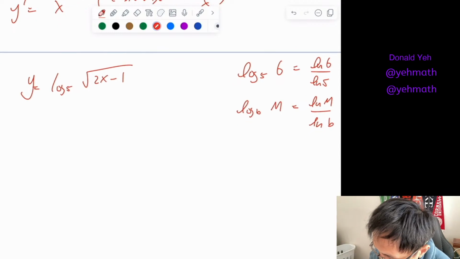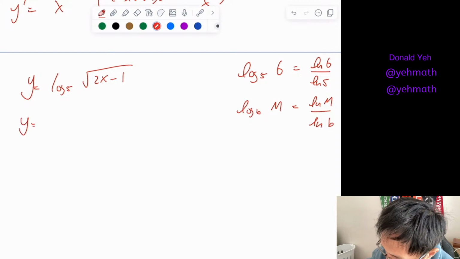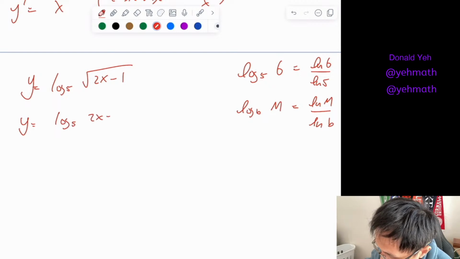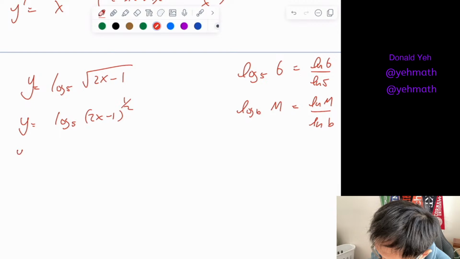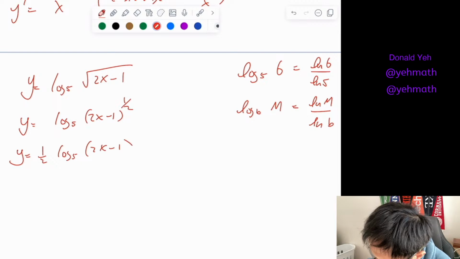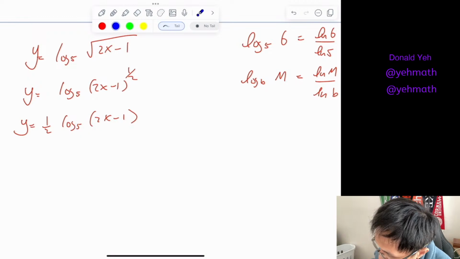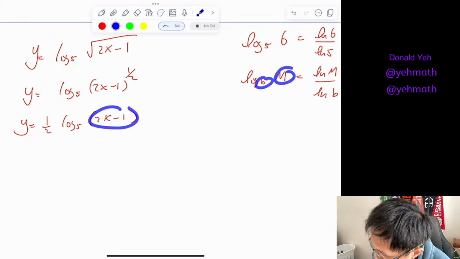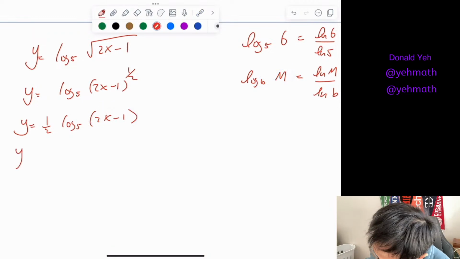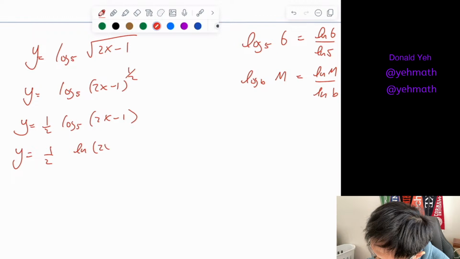So actually, I can do this. I'm going to change some algebra. I'm not going to do the calculus, I'm going to do the algebra, the 1/2 power in the front. Now I can use the changing base. Remember, this is the base, b in this case, and this is m. So then I can write y equal to 1/2, and that's going to be natural log of 2x minus 1 over natural log of 5.